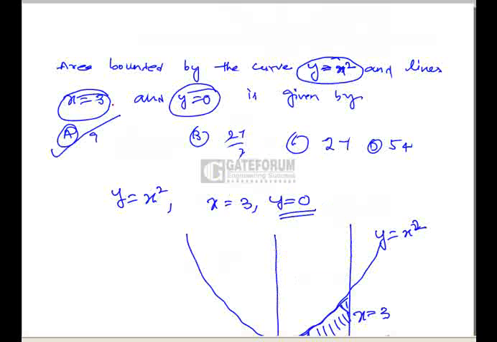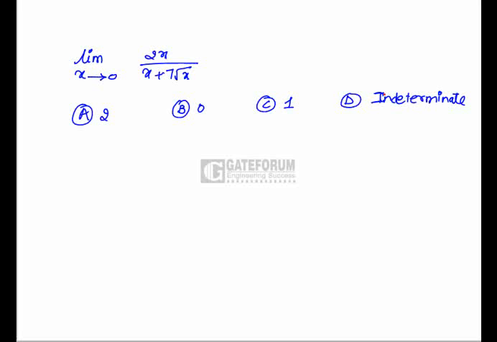Option A. Now we have to evaluate the value of the limit as x tends to 0 of 2x by x plus 7 root x. So the given limit is 2x by x plus 7 root x.